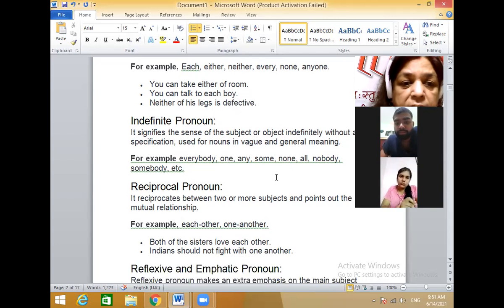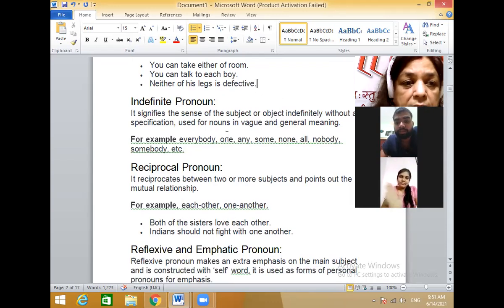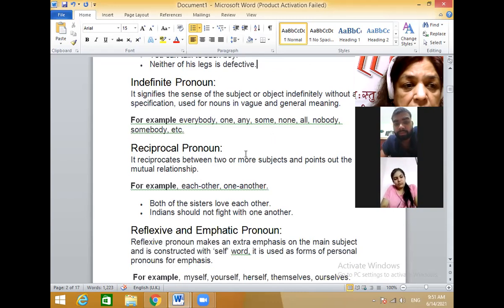And let's take indefinite pronoun. Ma'am, neither I nor my friends have completed the assignment today. Yes. Neither I nor my friends have completed the assignments today. Yes, good. So indefinite pronoun signifies the sense of subject or object indefinitely, without specification, used on nouns in vague and general meaning. For example, everybody, one, any, some, none, all, nobody, somebody, etc. Nobody has come.